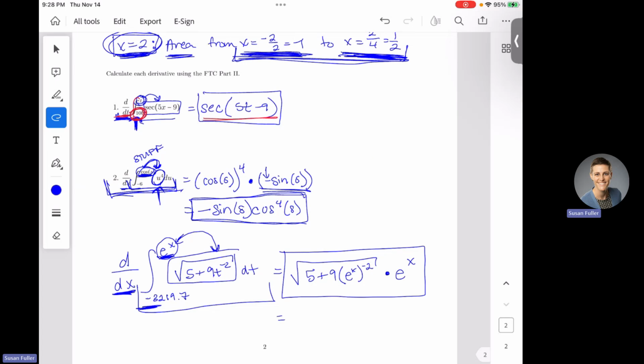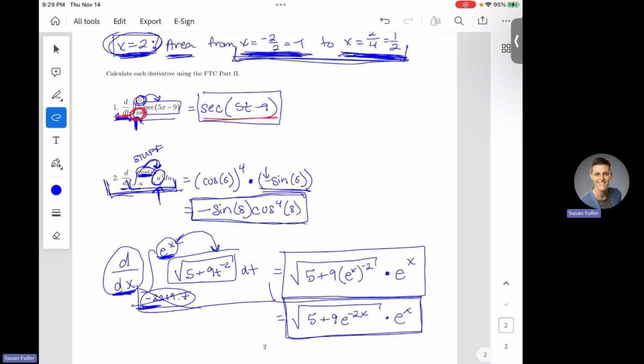I guess we could simplify that a little bit. This is going to be the square root of 5 plus 9 e to the negative 2x. We can multiply those guys, and that e to the x is still going to stay on the outside. But that is what we would get out of this. And we can ignore this bottom bound because this derivative is going to make it go away anyway. So that's why we don't even consider that.